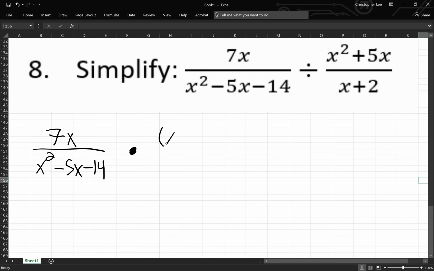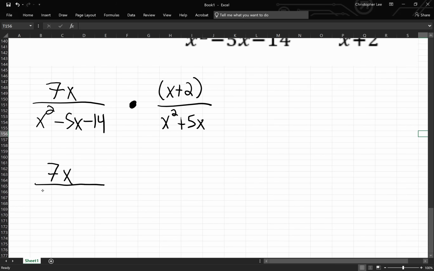So you have the x plus 2 and the x squared plus 5x. Now what should I do after that? Factor, right? So let's try it out. So this is gonna become 7x over, what's the bottom gonna be? X plus 7. No, x minus 7. X minus 7, plus 2, x plus 2. Yes.